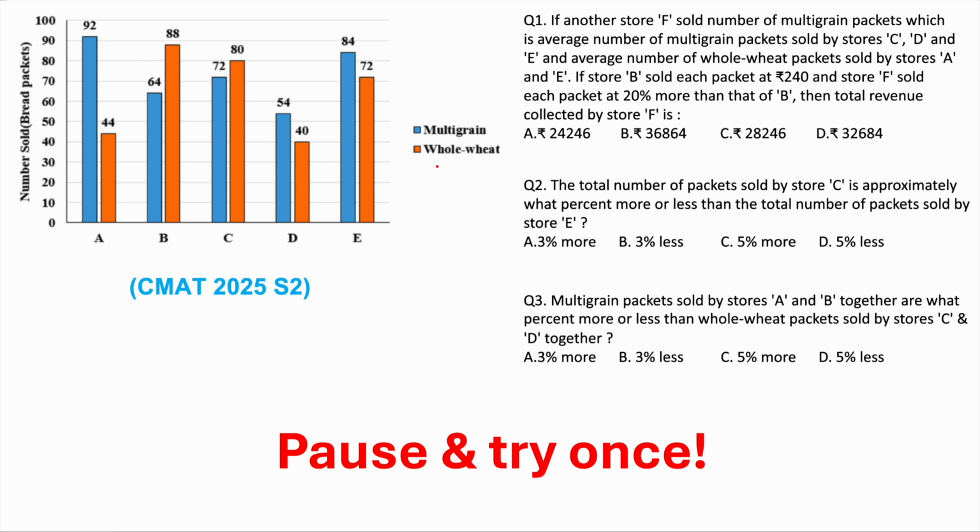Okay, so we have a bar graph here that gives us the numbers of bread packets sold. There are two types of bread packets, multigrain and whole wheat. Multigrain for 5 stores A, B, C, D and E, and whole wheat for 5 stores A, B, C, D and E have been given, right? And we have the question based on this data.